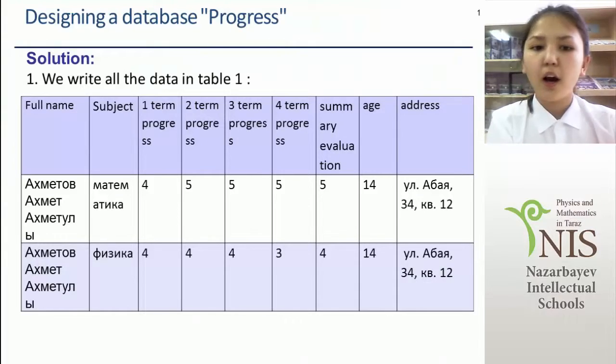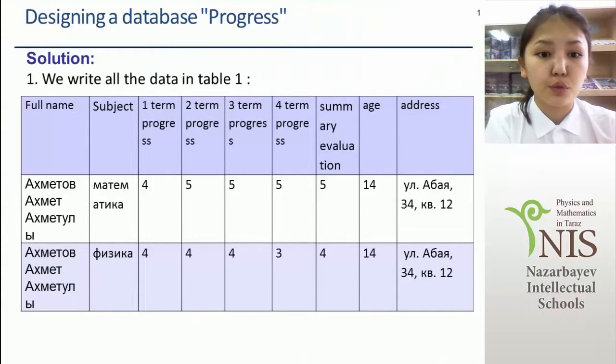The school administration decided to keep the information about students' progress in the database. For all students, we need to save all terms progress and all subjects. In addition, we need information about age, gender, and location or address of students. Please help to build this database. So Adalia, how can you solve this problem?